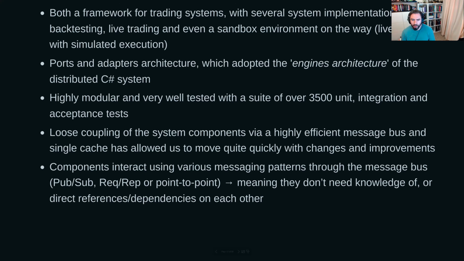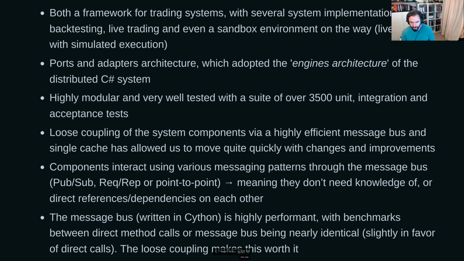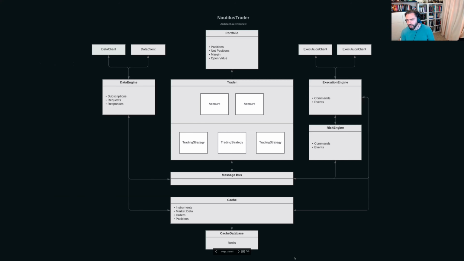So for this next part, talking about loose coupling and components interacting. We've had a lot of slides with text, but we've got a diagram here, and you might recognize this one from the README. If you draw a line around everything except these data clients top left and execution clients top right, that's essentially the core of the platform, which is exactly the same code, and everything plugs into that. And sitting right in the middle is this message bus.